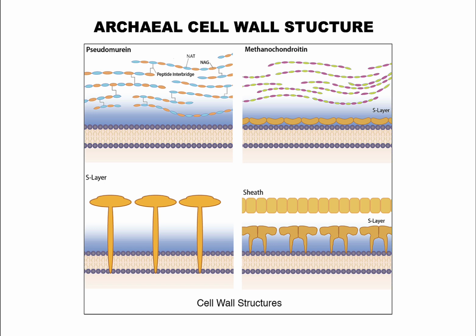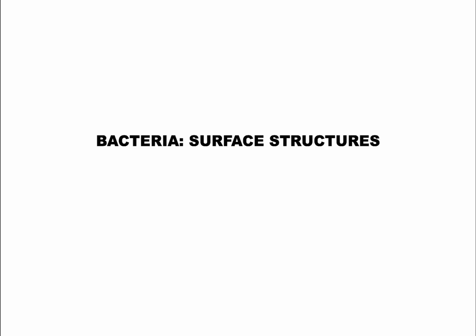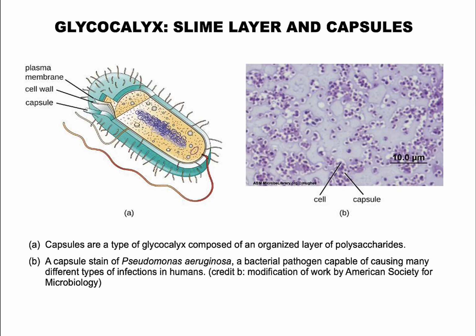Methanochondroitin is a cell wall polymer found in some archaeal cells, similar in composition to chondroitin, a connective tissue component found in vertebrates. Some archaea have a protein sheath with a lattice structure similar to an S layer. These cells are often found in filamentous chains. However, the protein sheath encloses the entire chain as opposed to individual cells. Now let's take a look at some of the bacterial surface structures.